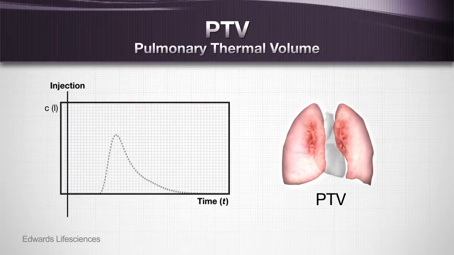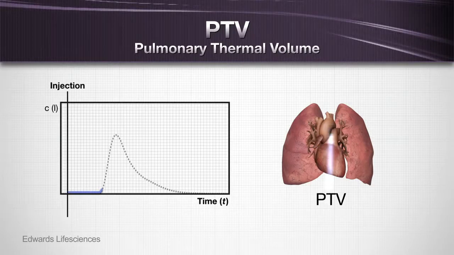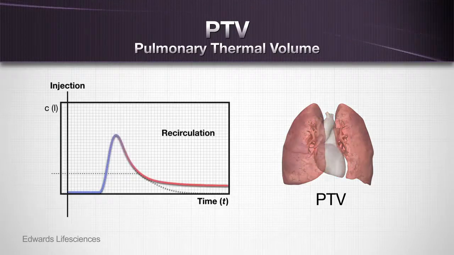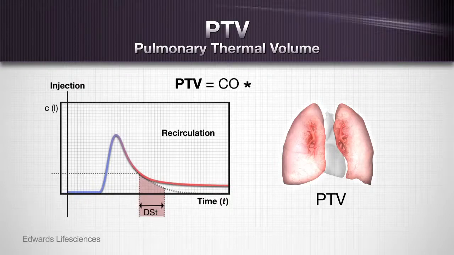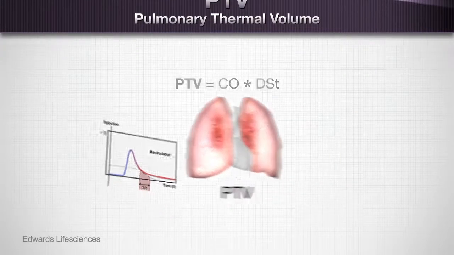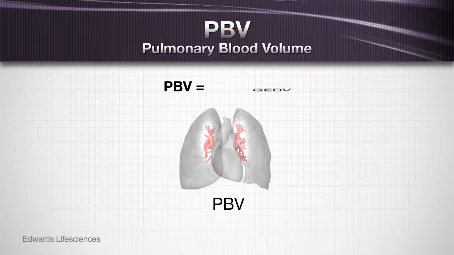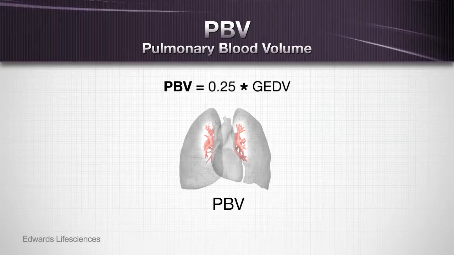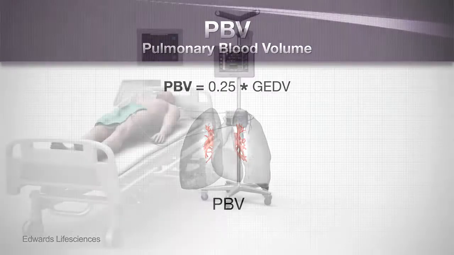Pulmonary thermal volume, or PTV, is a reflection of the volume contained within the pulmonary intra- and extravasculature. PTV may also be calculated by multiplying cardiac output by the downslope time, or DST. Pulmonary blood volume is calculated by multiplying GEDV by 0.25, which accounts for the volume of blood contained within the pulmonary vasculature.